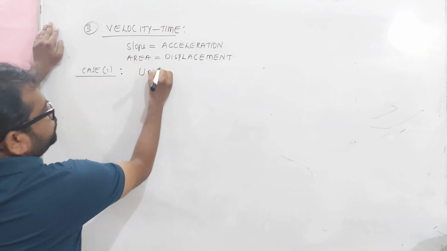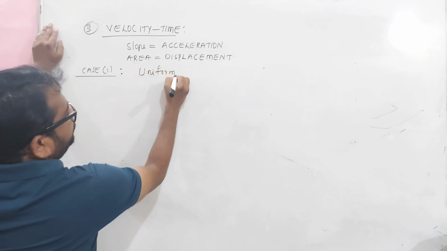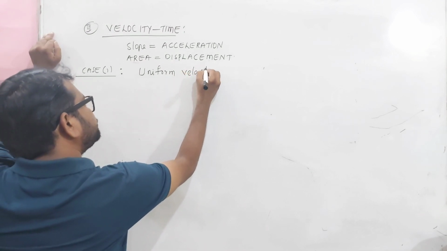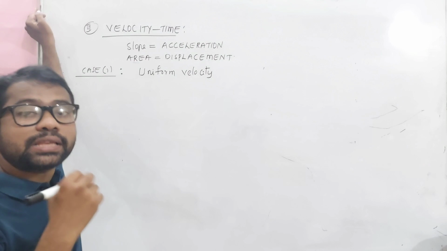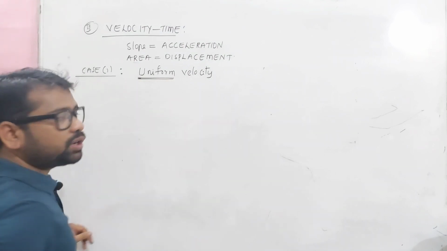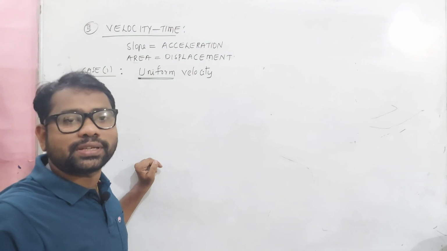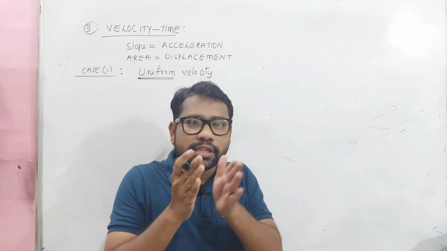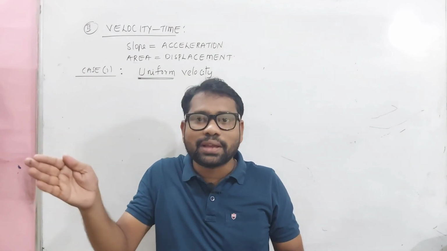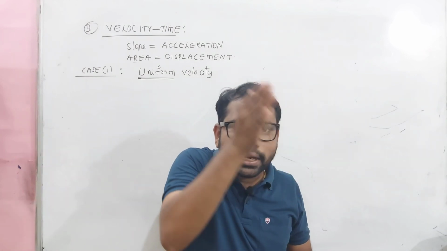So if any object is moving with a uniform velocity, how will the displacement-time graph be? How will the velocity-time graph be? Children, as the velocity is uniform, what does that mean? The v value remains constant. For example, when a body is moving with 10 meter per second, at every point of time, the velocity is 10 meter per second.